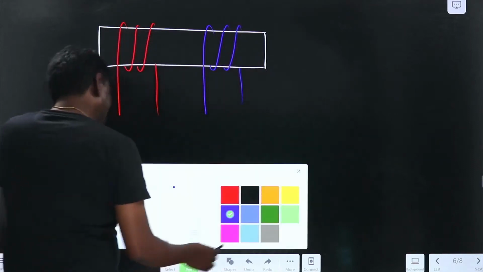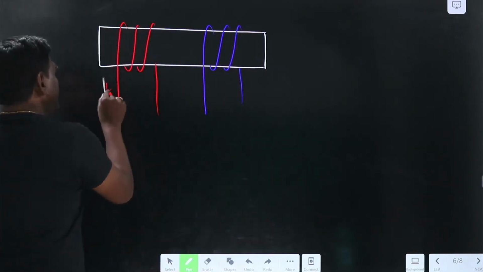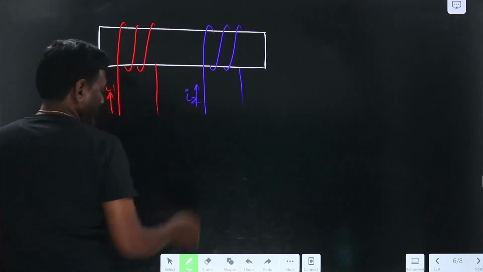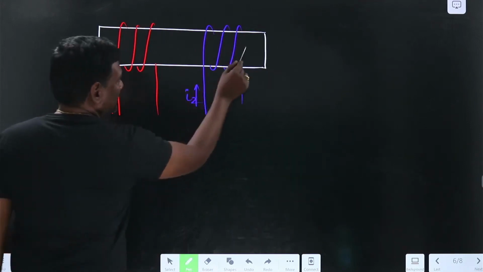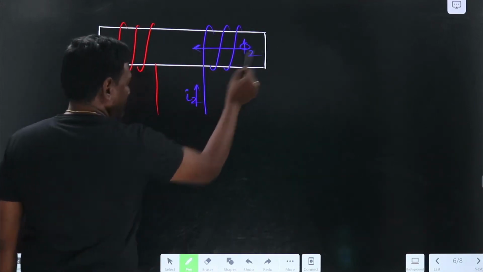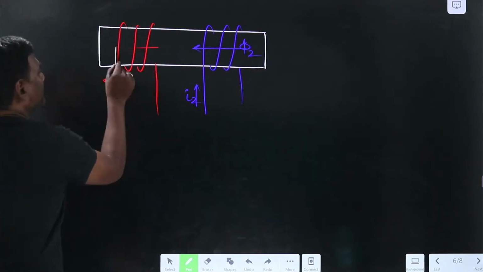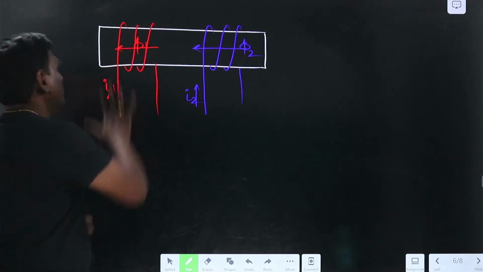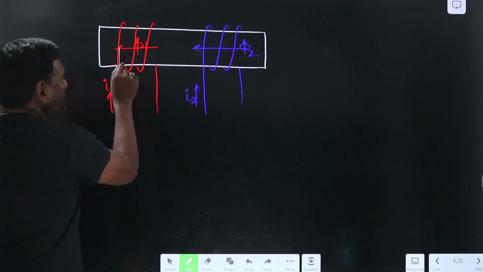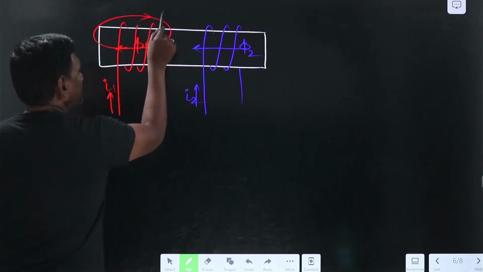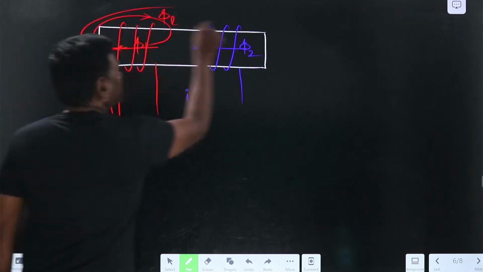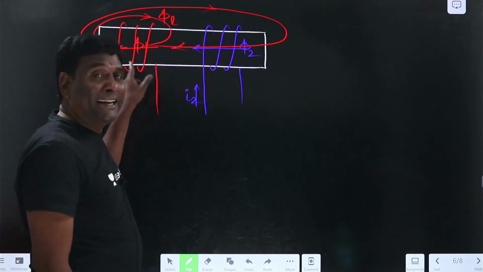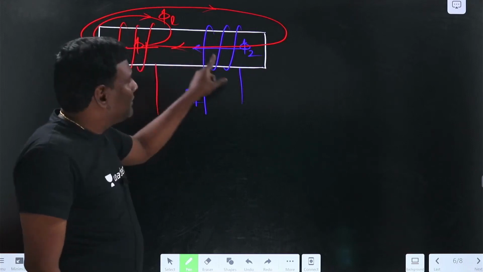Now if my current here is I1 and my current here is I2, then the flux phi 2 due to I2 is flowing like this, meaning the total phi 2 will be like this. And if my current is I1, my phi 1 is like this, the total flux created by my first coil, by the right-hand thumb rule. Out of this phi 1, some portion will go like this, which is leakage, and some portion will go like this. Some portion of the flux created by the first coil is going to link with the second coil.